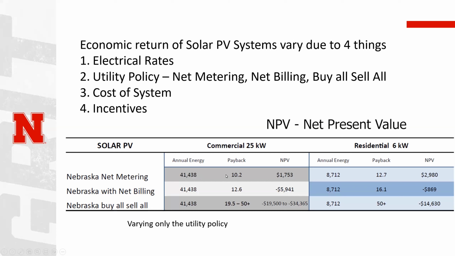In commercial, it's a little bit lower, but that's because of the ability to use depreciation as an incentive. In this case, net metering 10 years, net billing 12, and then 19 to 50. Again, I varied on a couple different buy all sell all policies that made that range a little different. These are with the federal tax credit, but not any other incentives like the REAP grant. We'll cover those as well. So kind of some range of what you see going on in the state right now. And I think that you'll get a better picture of what's going on when I move forward here.